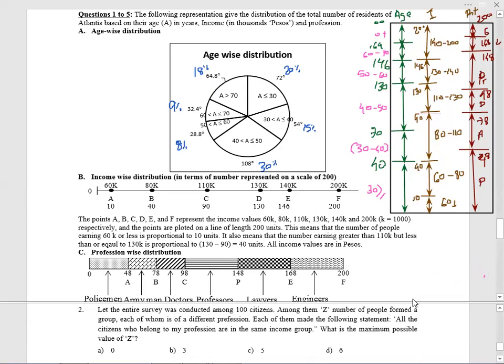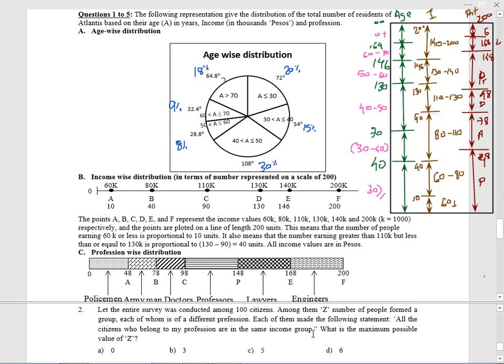Let the entire survey be conducted among 100 citizens. Among them, Z is the number of people who formed a group, each of whom has a different profession. Each made the following statement: all citizens who belong to my profession are in the same income group. What is the maximum possible value of Z? So it is all about fitting.